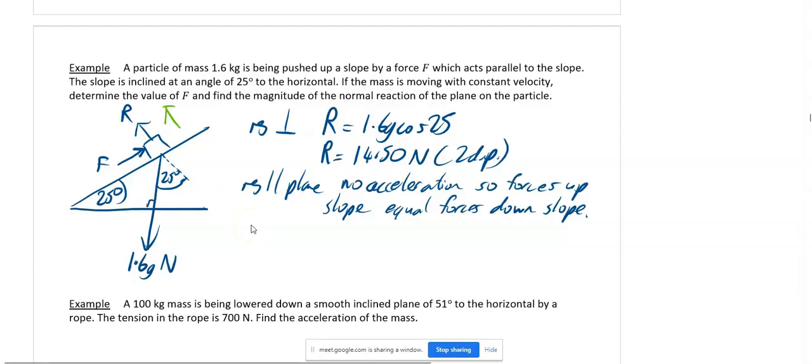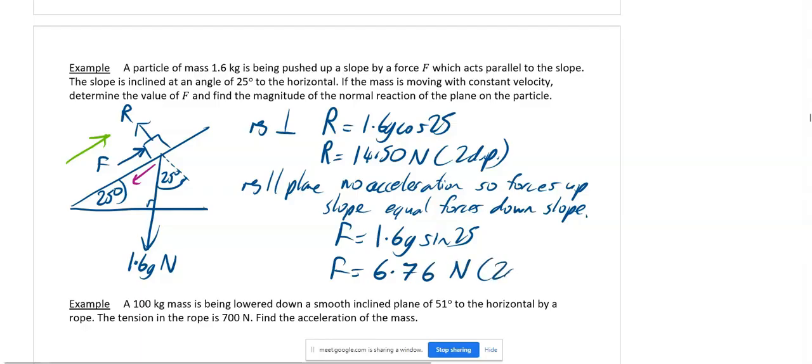Shannon, can you tell me what force is going up the slope? Yep, F. So it's just F going up the slope. Going down the slope, we'll do that in red. So going down the slope is this bit of the weight. I don't have the angle, so what is it going to be, Shannon? 1.6g what then? Sine 25. Sine 25, and that's it. So just bang that into your calculator again. 1.6 times 10 times the sine of 25 is equal to 6.76 newtons. And again, that is to 2 decimal places.